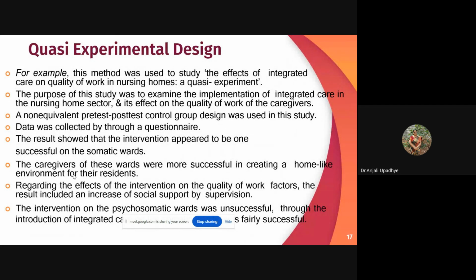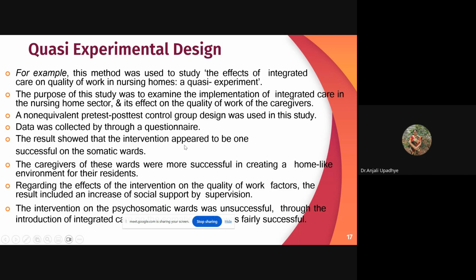For example, this quasi-experimental method is used to study the effect of integrated care on the quality of work in nursing homes. The quality of work in the nursing homes cannot be explained by the nurses because the training is given to the same people, but it can be taken with the feedback of the nurses. So the non-equivalent pre-test, post-test control group design was used in this study. The data is collected by questionnaire.